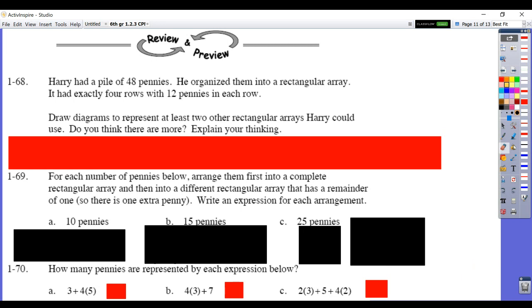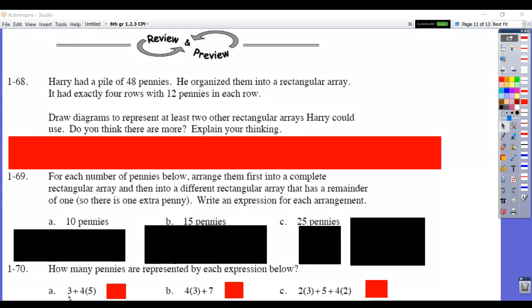Then on the bottom, 170, you're going to figure out how many pennies are represented by these expressions. Keep in mind, again, when you have a number in front of parentheses without another operation sign in between, it means to multiply. Also keep in mind that you want to use order of operations, meaning that we do multiplication before we do addition.